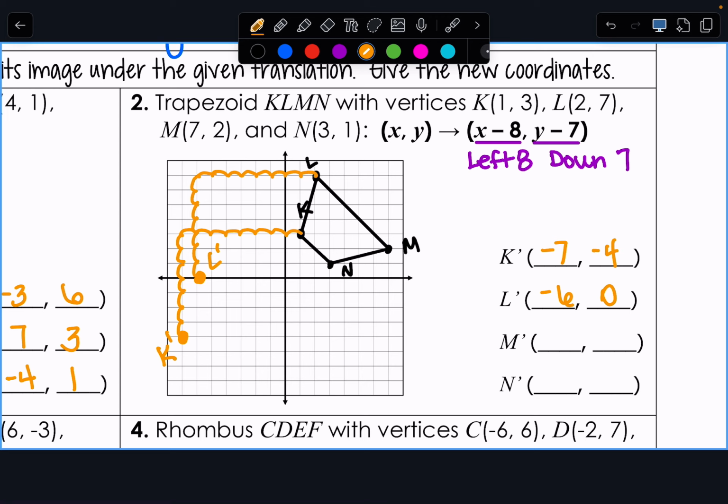All right, I want you to move and name M and N for me. You are in charge of M and N. I'll give you a head start, and then I'll draw mine. Move left 8 and down 7.